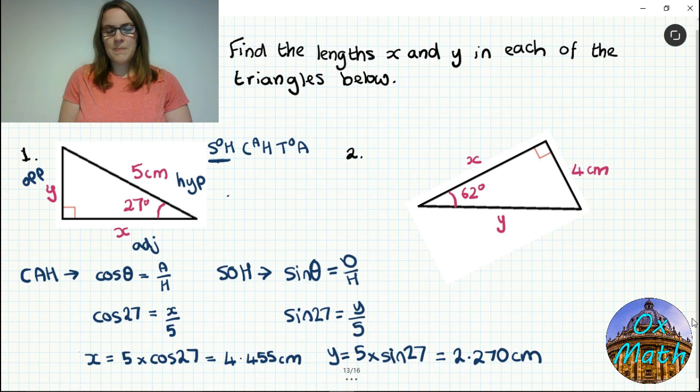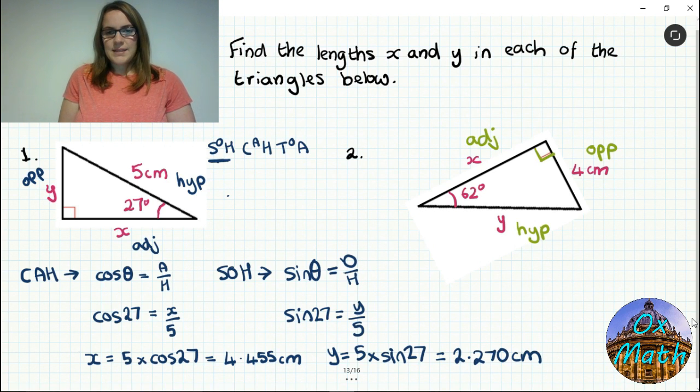Question 2. My triangle is not the same way up as my previous triangle, but my right angle is this angle at the top, which means that y is my hypotenuse. That means that 4 is the one opposite the 62 degrees that I've been given, and the x is the one adjacent to the 62 degrees.